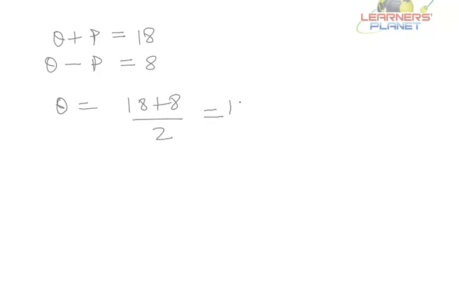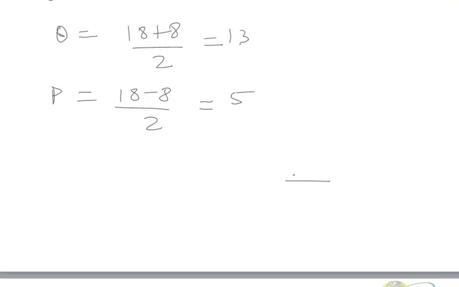Now we have Q plus P as 18 and Q minus P as 8. So the value of Q will be 18 plus 8 by 2, which is 13, and the value of P will be equal to 18 minus 8 by 2, which is 5. So finally the diagram will be like this: 5, this is one vector, another vector is 13, and this gives a resultant which is 12.